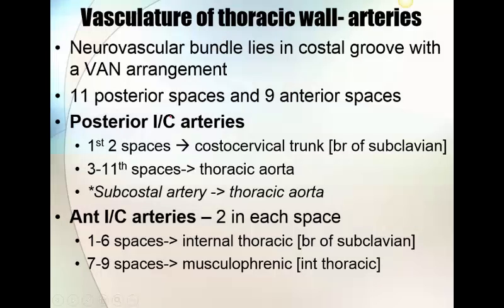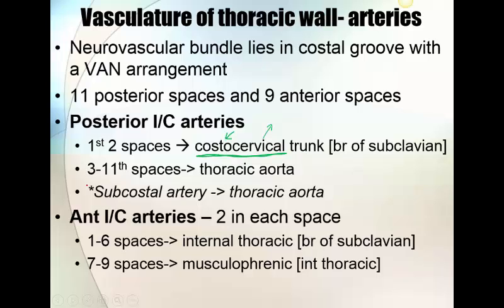So where is the origin of the posterior intercostal arteries? In the first two spaces, that means first intercostal space and second intercostal space, the posterior intercostal arteries arise from a branch of the subclavian called costocervical trunk. As you can see, the name itself kind of tells you it has something to do with the intercostal spaces. Part of its branches go into the costal region, the first two intercostal spaces, and the rest goes into the neck.